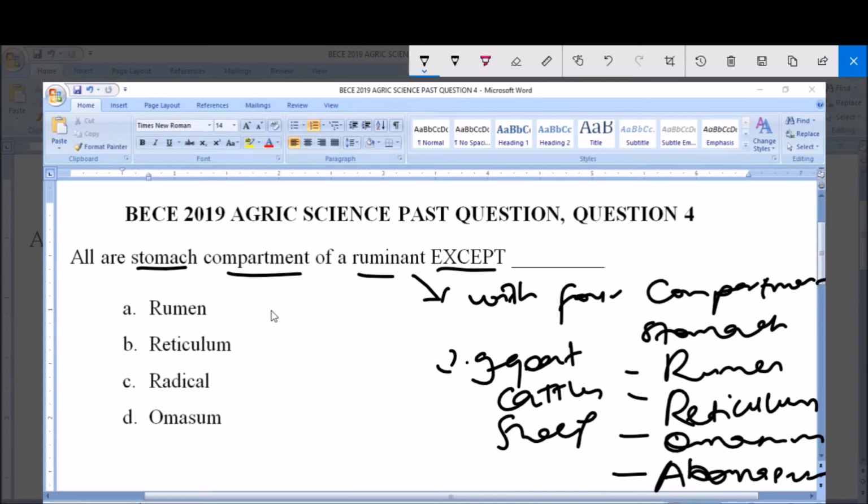Now the question says we should pick out of this option the one that is not one of these compartments. And if you can see, A here says rumen, which is part. B says reticulum, which is part. C says radical, which is not. So radical is not part. And D says omasum, which is part. So the answer to this question is C, radical, because radical is not part of the stomach compartments of ruminant animals.